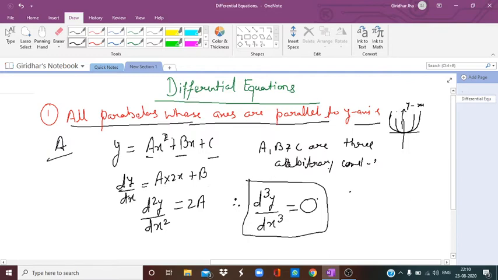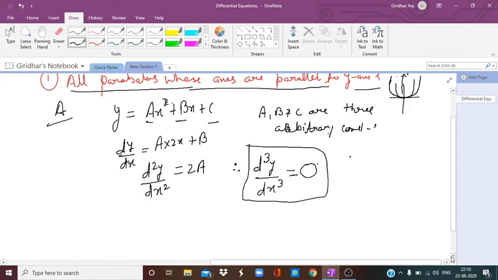So dy by dx, then d2y, and then d3y by dx cube. Fine. Now we'll move to our next question. Look at this.